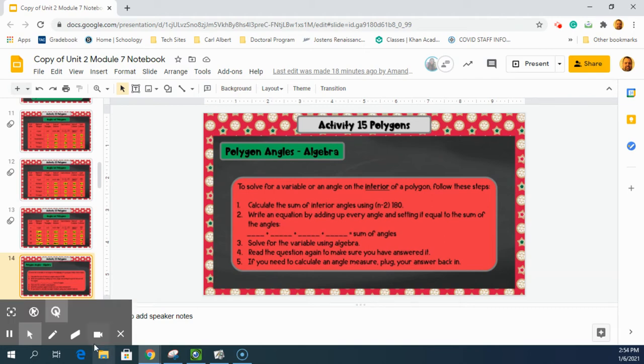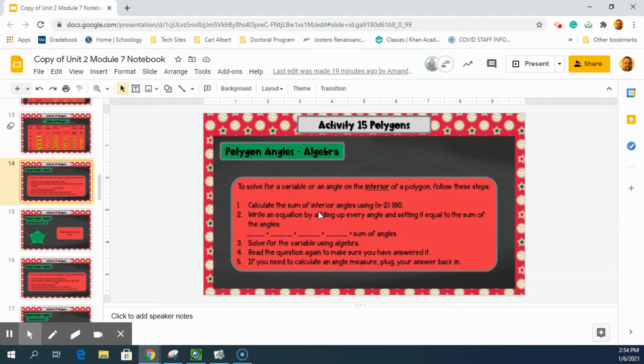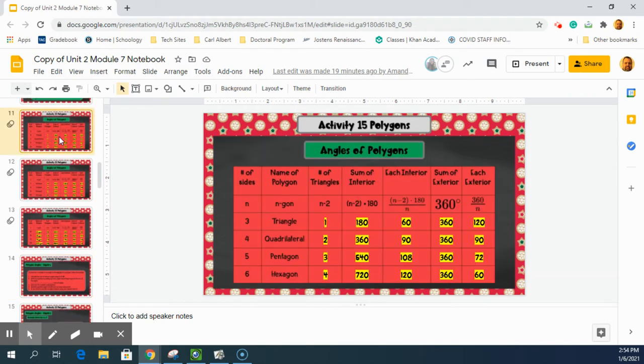Okay? So let's look at an example. Here, I have interior angles, and I have a pentagon, 5 sides. I need to solve for the measure of angle P. So the first step is calculate the sum of the interior angles. I'm going to go back up here to my table. 5 sides of pentagon. The sum of the interior angles is 540.